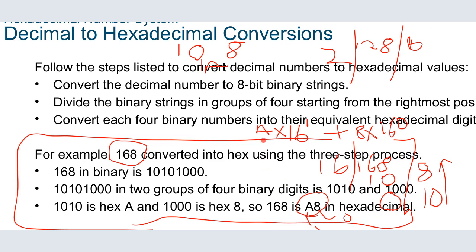A was 10, so it's 10 times 16, which is 160, plus 8 times 16 raised to power 0. From our indices, we know anything raised to power 0 is 1. So 8 times 1 is 8, so plus 8. 160 plus 8 will definitely give us 168. And there, you're already back in the decimal number that you were given initially.